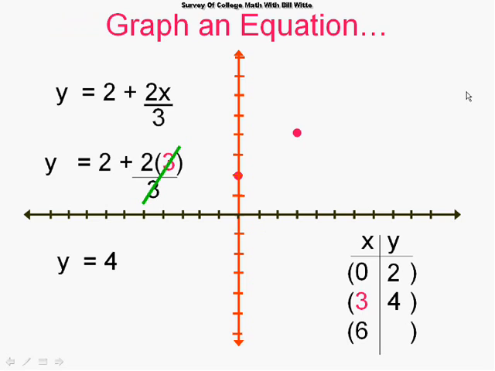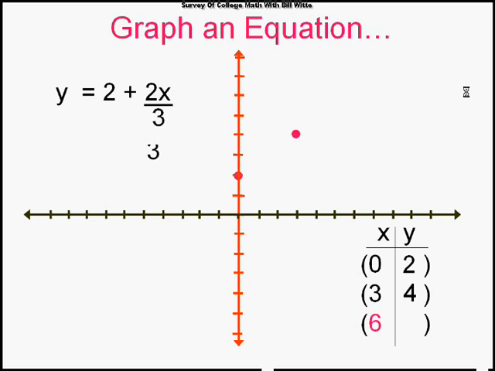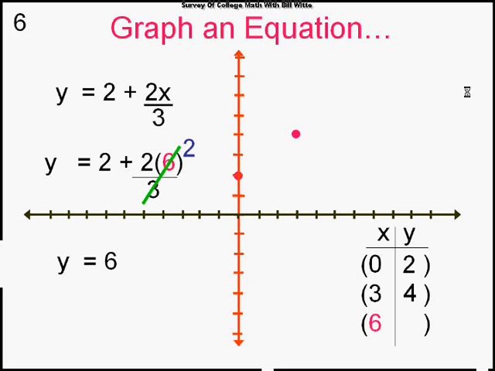Now I always tell you to do a third point just to make sure. So we'll use another multiple of 3, 6, putting it in for x. It's nicely going to cancel, isn't it? Not completely. I'll get that 2, and then do your multiplication. 2 times 2 is 4, plus another 2. In this case, y is 6 also. So I plot the pair 6, 6. And I know I'm good because, look, they line up.